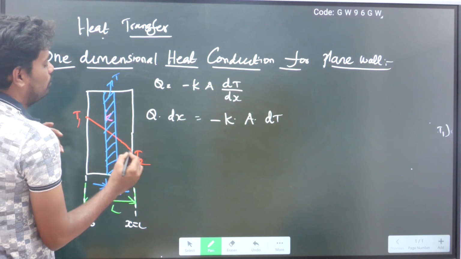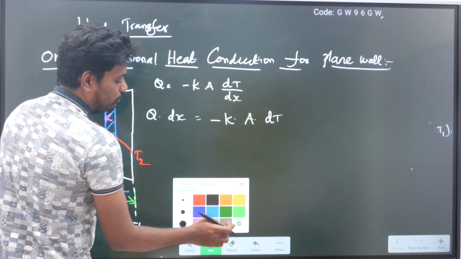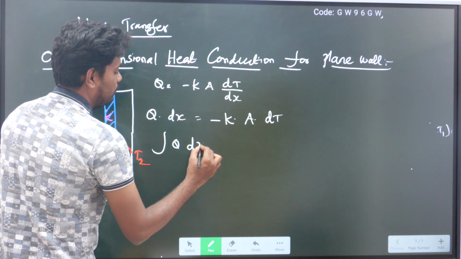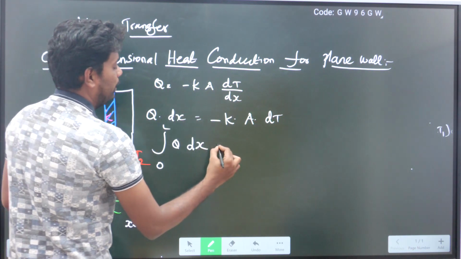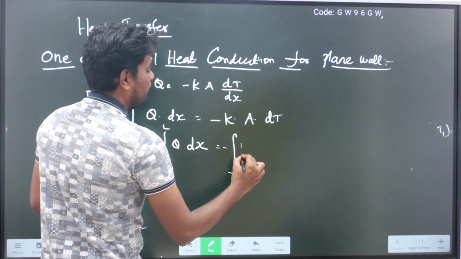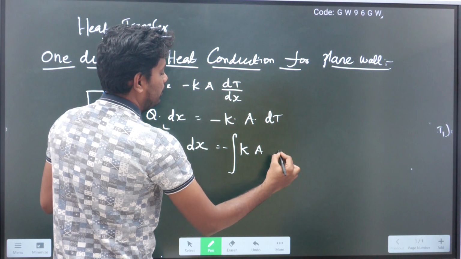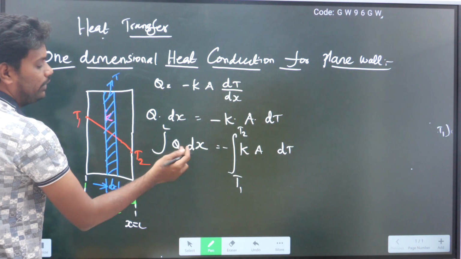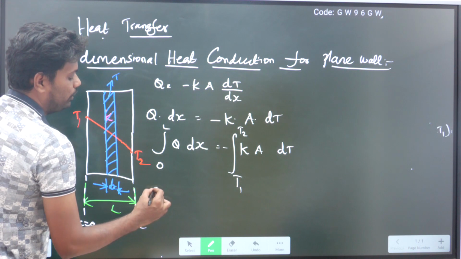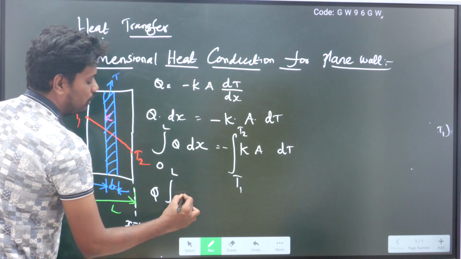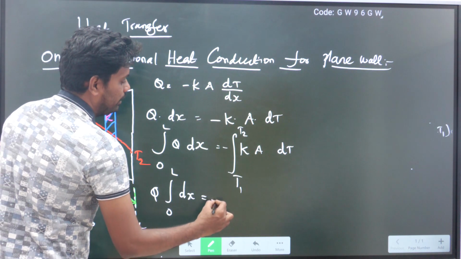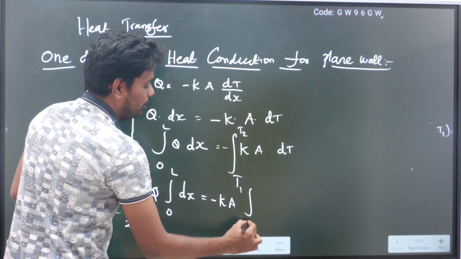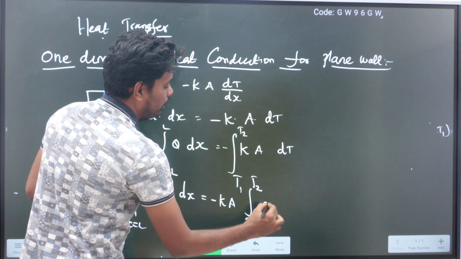Shall we do? So you integrate, so that you will get the integration of q dx between 0 to L. Again integration symbol, minus you take out, k into a into dt. Here integration between t1 to t2. Now you are going to integrate only dx, so q you take this side, so q into integration of 0 to L dx, which is equal to minus this dt only we are going to integrate, so minus k into a outside, the integration limit t1 to t2 into dt.